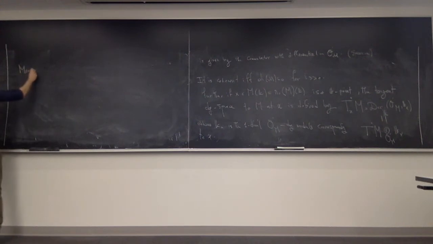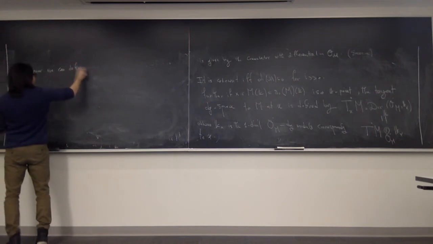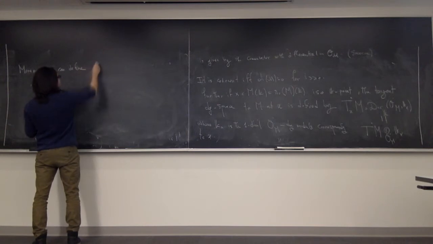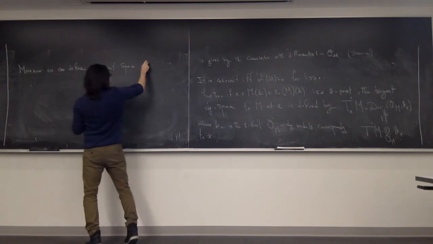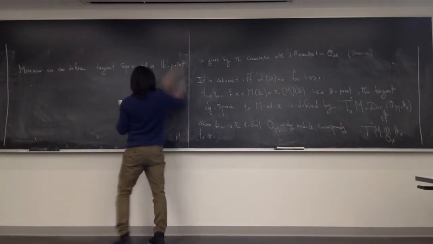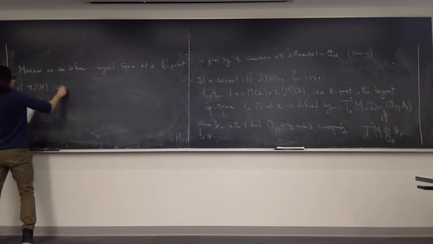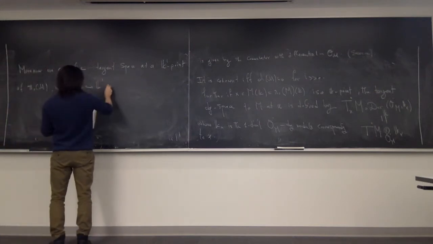Moreover, we can define the tangent space at a K prime point of pi 0 of M, where K inside K prime is a field extension.